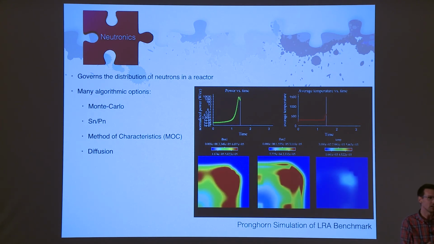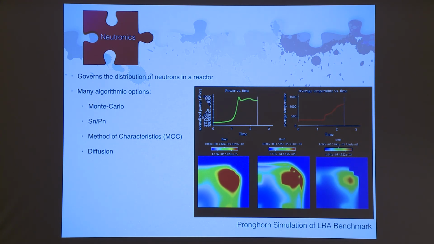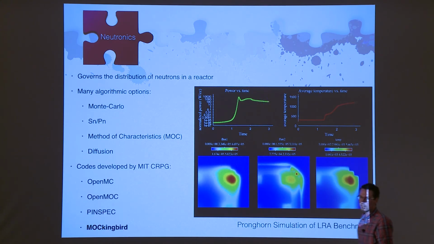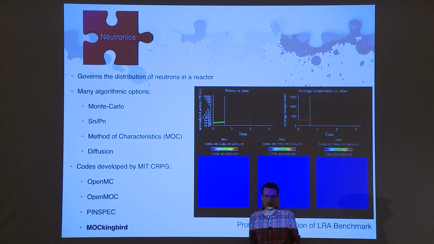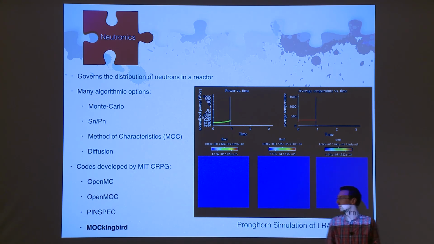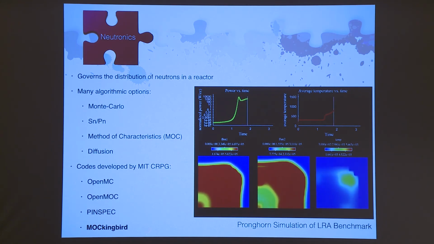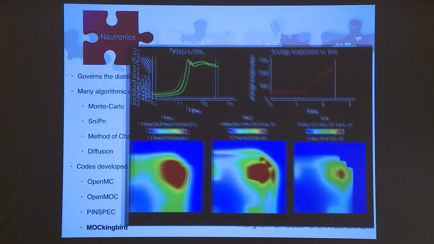And it turns out that that's really not very good, but it's what is ultimately used everywhere. And so a lot of our job in the computational reactor physics group is developing these more complicated methods and making them usable and fast and efficient. And to that end, here at MIT, we do develop a lot of codes, including OpenMC, which is Monte Carlo, OpenMOC, which is a method of characteristics code, PinSpec, which is a slowing down code. We have lots of different codes within the CRPG. And then ultimately, this code down here that I've developed called Mockingbird that I'm going to talk a little bit more about in a moment.